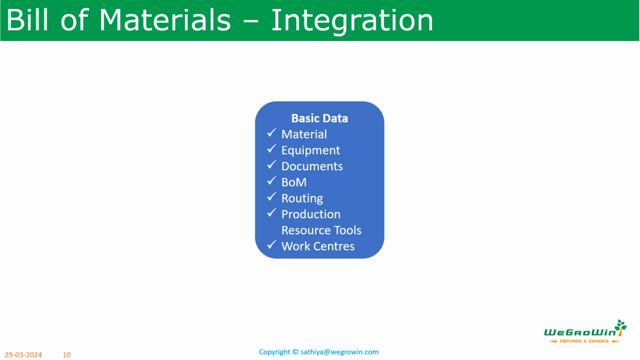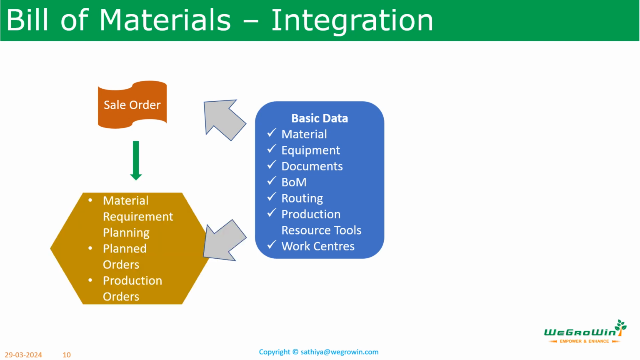Now how are bill of materials integrated? Bill of material has basic details like material, equipment, documents. The basic data required for the production planning are these items: material master, equipment, documents, BOM, routing, all those things. And these things are integrated with sales order. For example, you have to produce a product for the sales. Also there is a sales order BOM for which this is integrated.